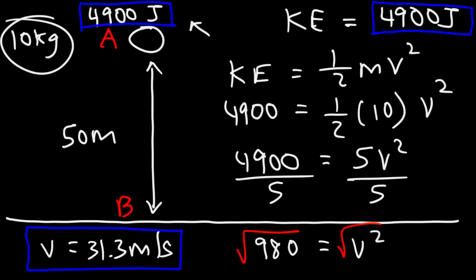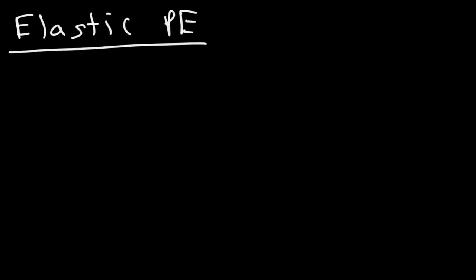Now there are some other forms of potential energy. Another one that you might see in the first semester of physics is something known as elastic potential energy. Now some physics textbooks, instead of using PE for potential energy, you might see a capital U symbol. And the formula for elastic potential energy is 1/2 kx squared.